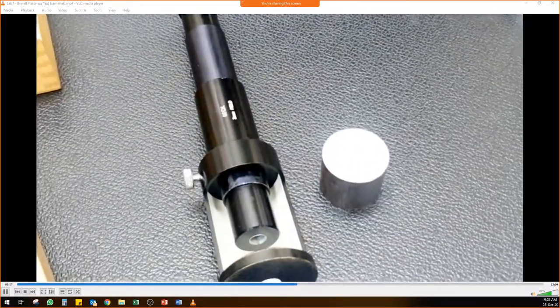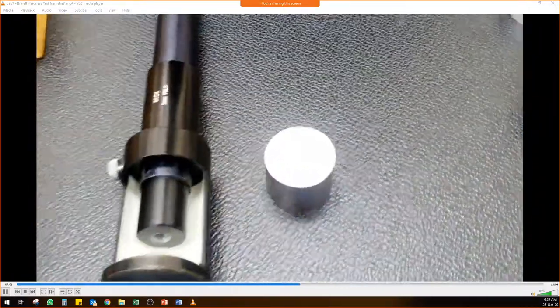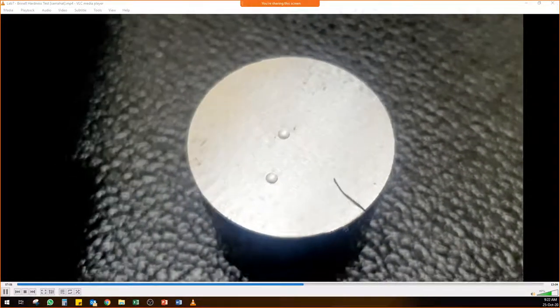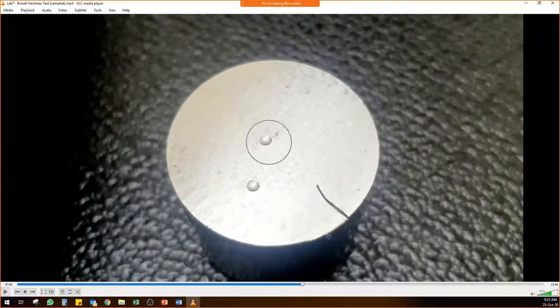Okay, now our sample is ready for the examination. We will take the microscope and we will measure the size of the indentation formed on the surface of the material. And so already you can see, I think one of them is a little bit bigger, the other one is a little bit smaller. This variation can happen because, as you know, the microstructure of the material is maybe not uniform, or maybe near the edge it has a different grain size than in the middle. It depends on the microstructure.